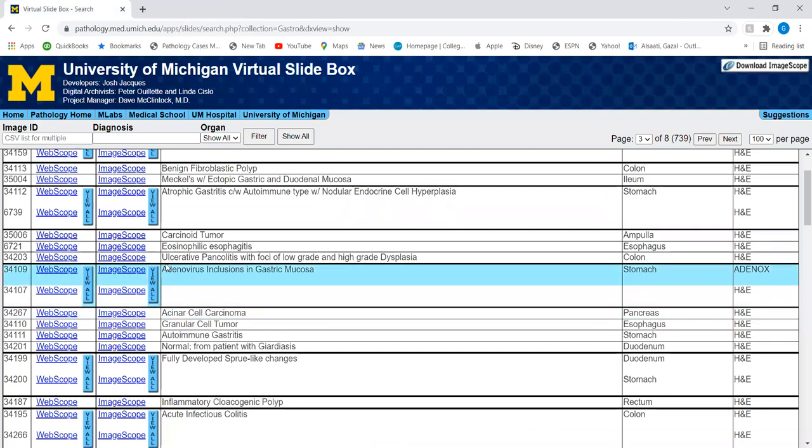All right. Ulcerative pancolitis with foci of low grade and high grade dysplasia. You know what? This is scary.